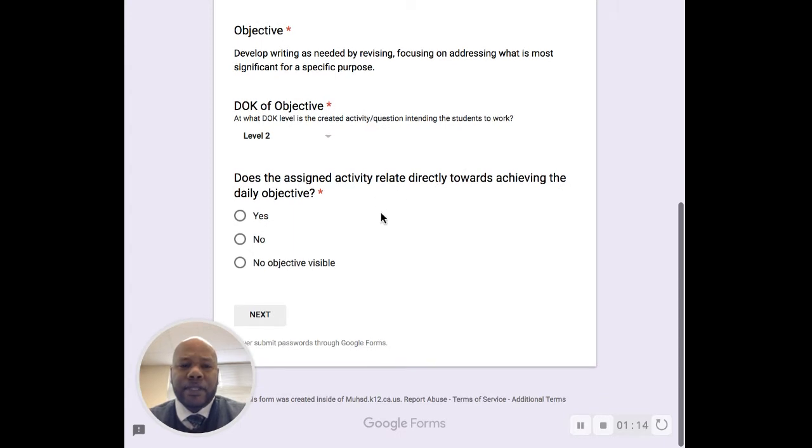And then the next question is, does the assigned activity relate directly towards achieving that daily objective? So what this question is asking basically is what we're seeing in the class, is it related directly back to that objective? In this case, we will say yes, and go on to the next portion.